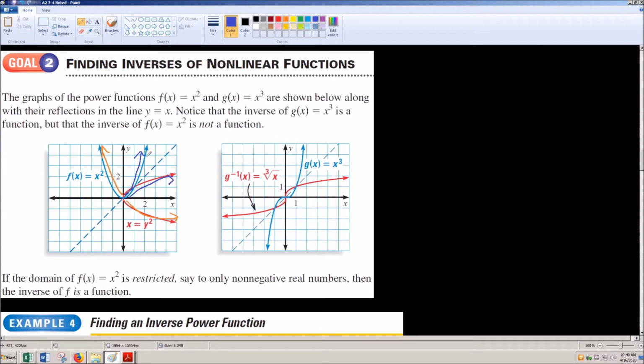The reason I'm splitting this into two halves is that when I flip this over the y equals x axis, I don't pass my vertical line test anymore. So this thing is not a function. So x squared does not have an inverse function. When I flip this thing over, again, it does not pass my vertical line test, so this thing does not have an inverse function.